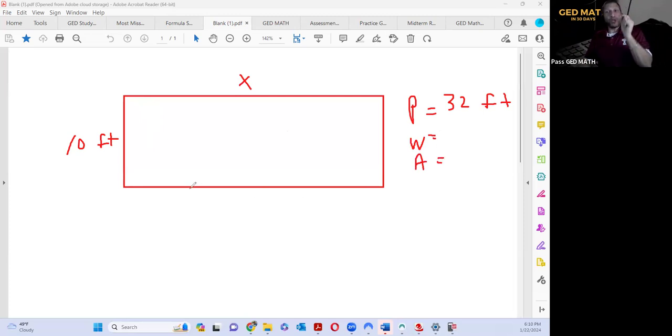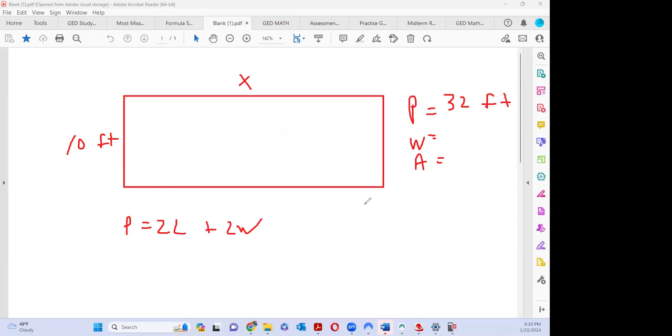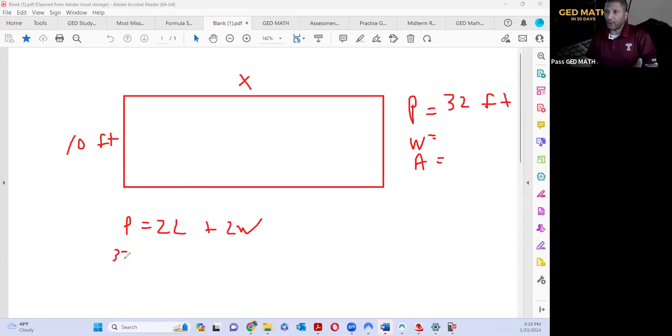Again, start with what you know. I know my perimeter is 32 feet. I know my length is 10 feet. I know my formula to find a perimeter, so that's what I'm going to start with: 2L plus 2W. Always start with the formula first. Now watch. 32 is equal to 2 times 10 plus 2W. 32 equals 20 plus 2W.